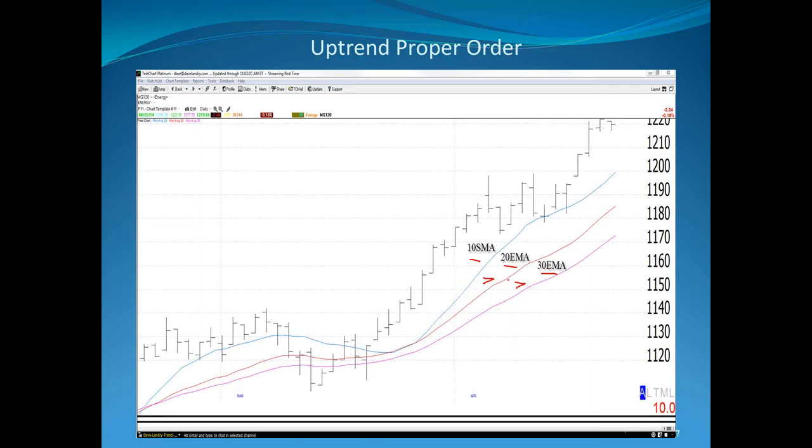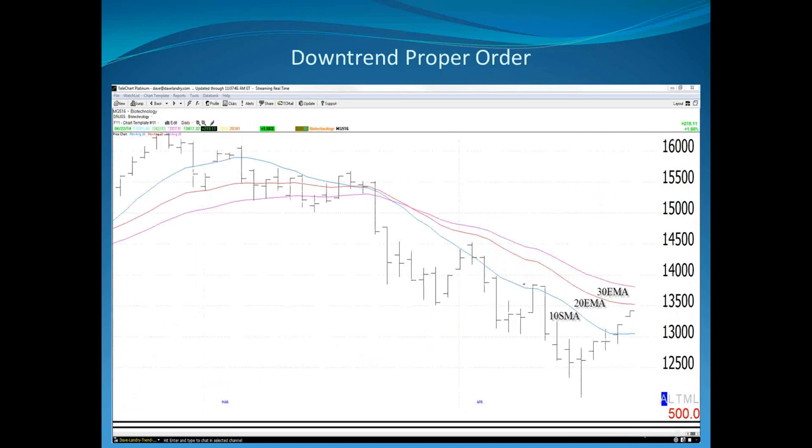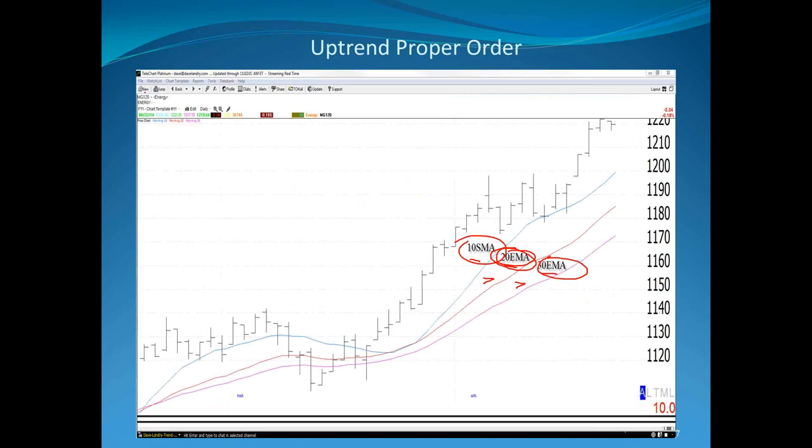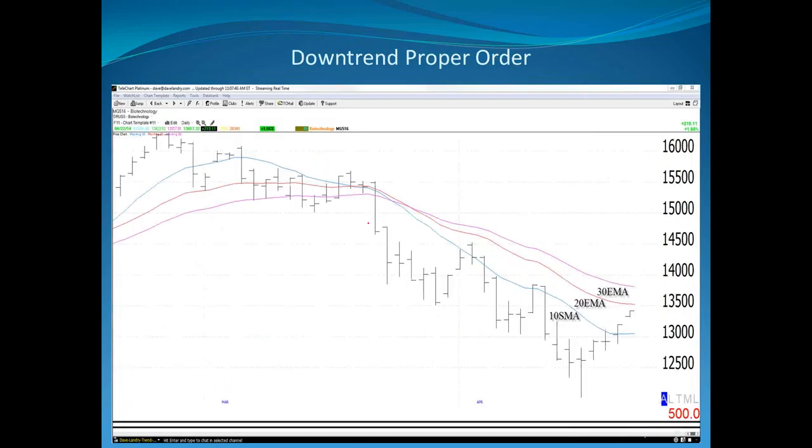Okay, so it's all in hindsight, but if your 10 is greater than 20 and your 20 is greater than 30, then these moving averages are in uptrend proper order. The shorter period is above the longer period, and the longer period is above the even longer period when it comes to moving averages. In the downtrend, it's going to be just the opposite.